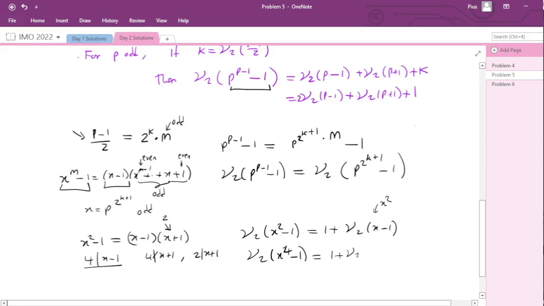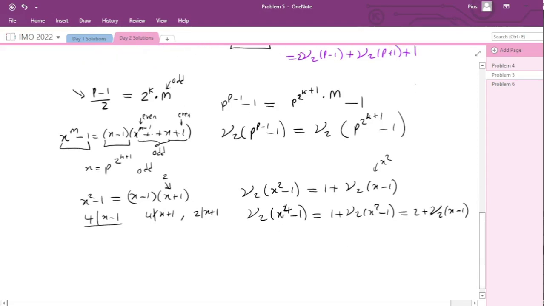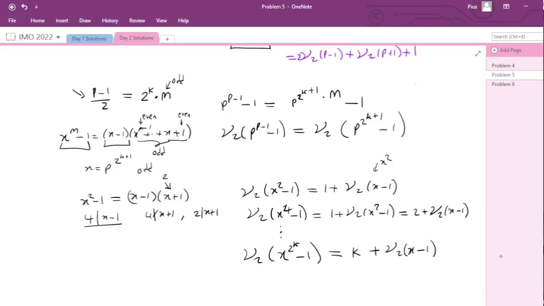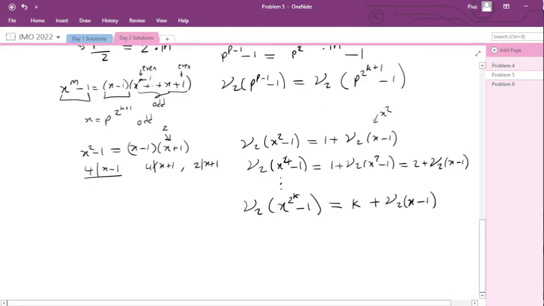So here we'll get that this would satisfy this as well, and ultimately we'll have twice the base 1. So we just continue this inductively. Each time we square, we'll get 1 more factor of 2. So eventually, if we do this up to 2k, then we should expect a total of k extra factors of 2. So this is just what we will use here.